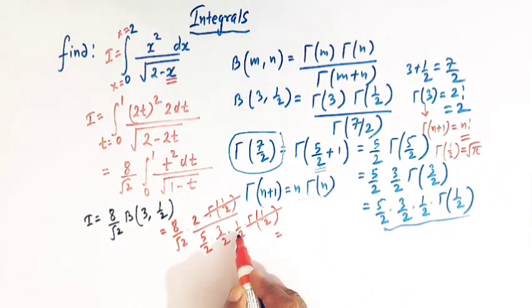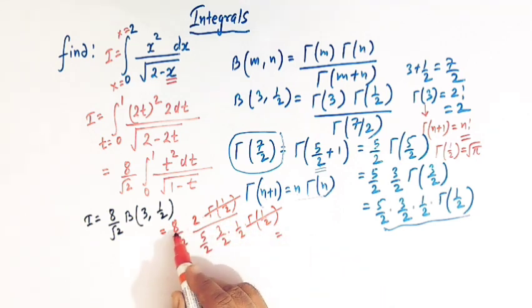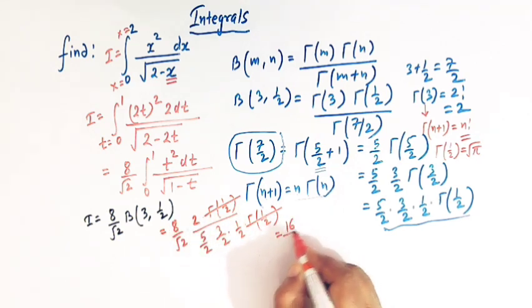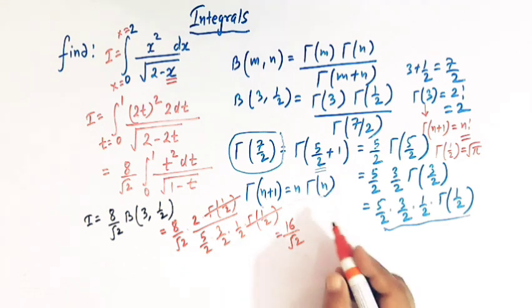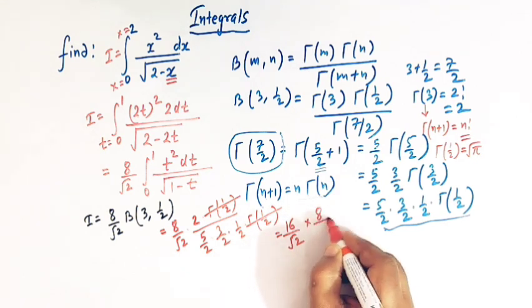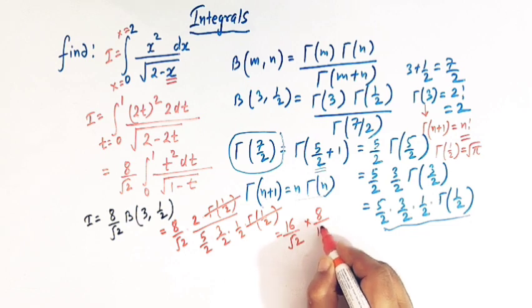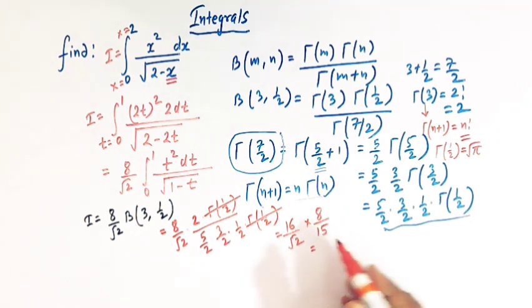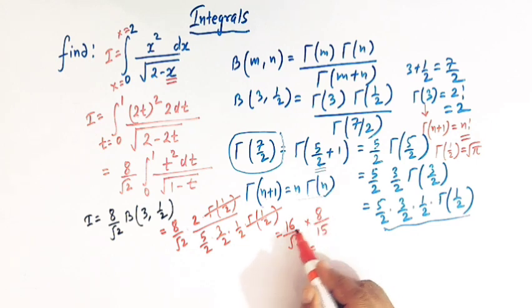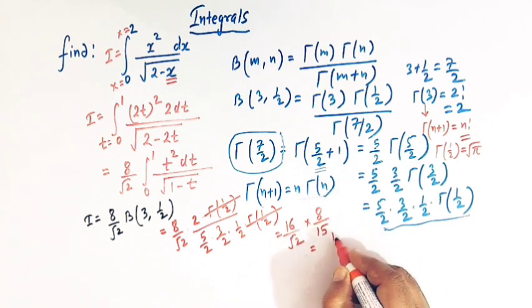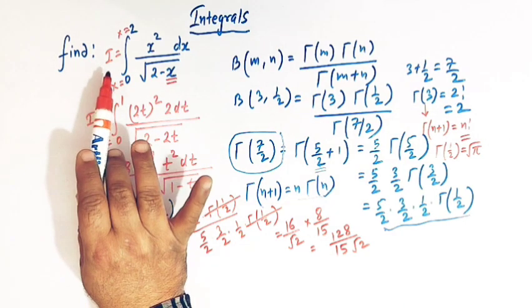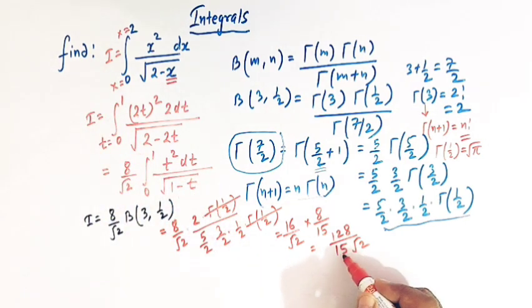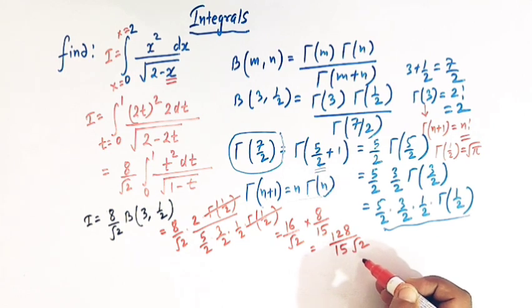Okay, so now we can simplify this expression. This is 8 times 16 over root 2, and we have 2 to the 4 times 8. We can take 8 to the numerator, and in the denominator we have 5 times 3 is 15, right? So now we have 16 times 8 is 128, and this is 15 times square root of 2, right? So the value of this integral is 128 over 15 times square root of 2.